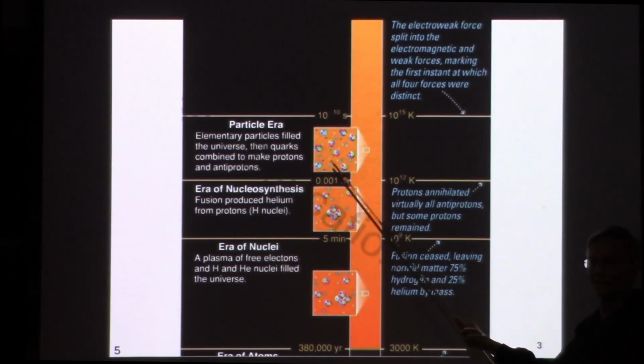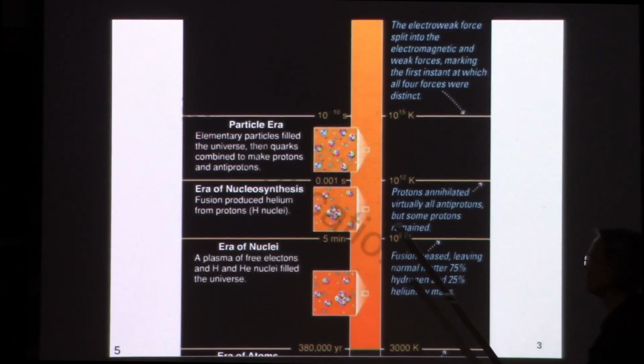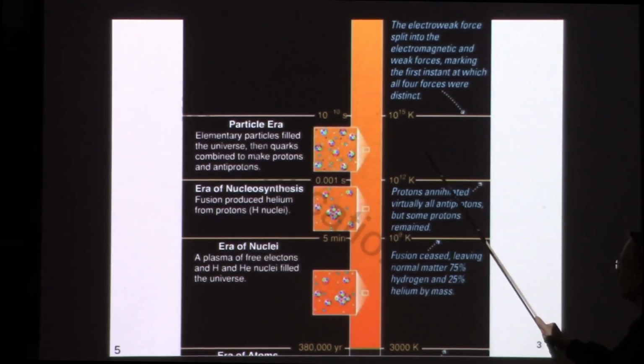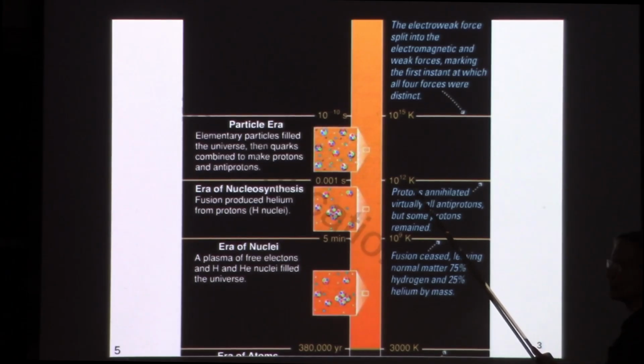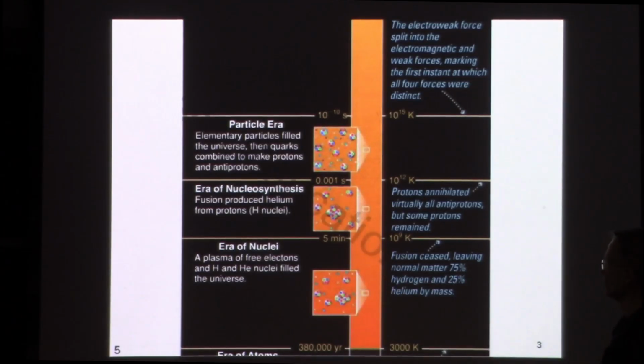this has all happened much faster than these finger snaps so far. A millisecond, when the temperature is, wow, now it's like, I'm going to go get my coat, only a trillion Kelvin at that point. We have the era of nucleosynthesis, where fusion produces helium from protons and neutrons. Talk more about that later.